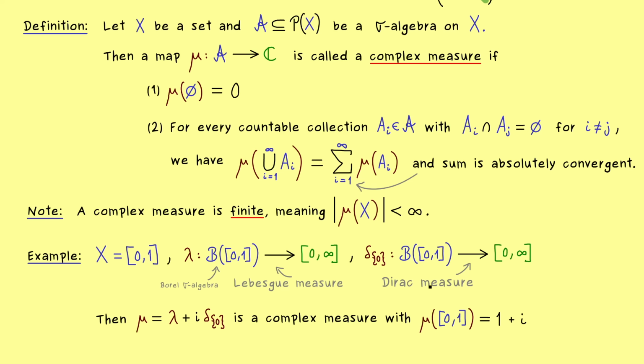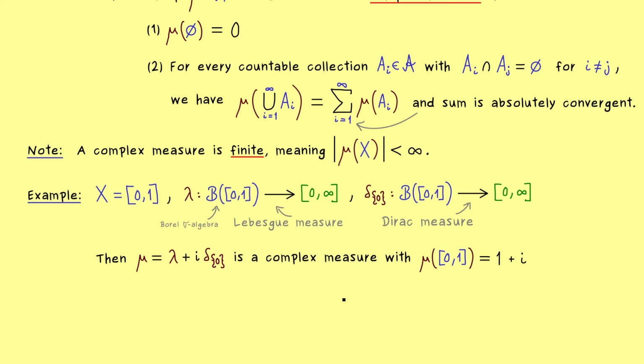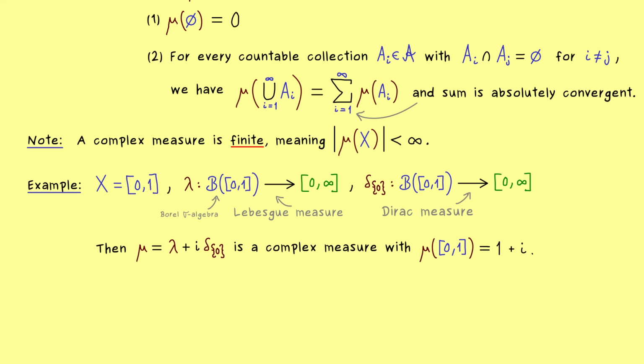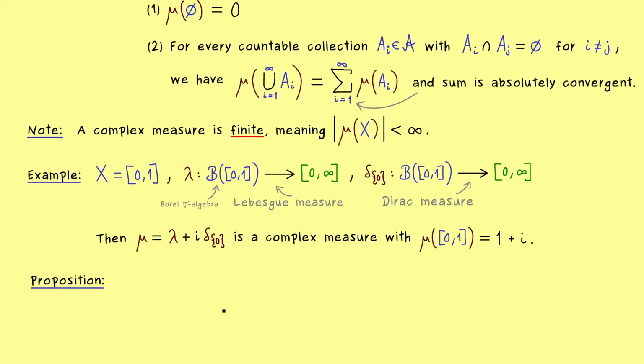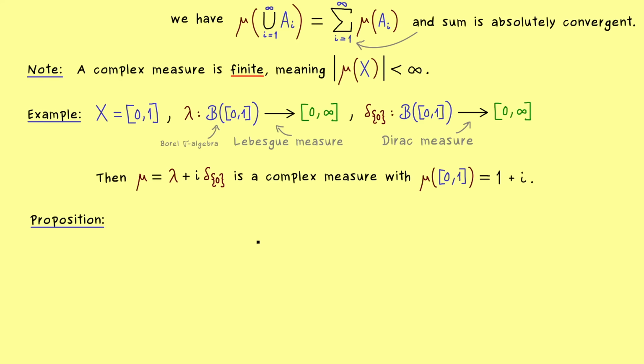So maybe this seems a little bit strange, but I can already tell you that this will help us because our operators are defined on a complex Hilbert space. So complex numbers are intrinsically needed in the spectral theorem. The spectrum of any operator is always a subset of the complex numbers. But how we can use the complex measures in Hilbert spaces we will see soon.